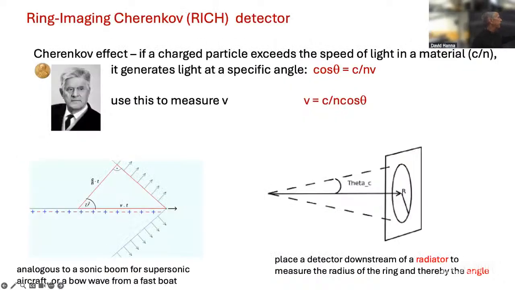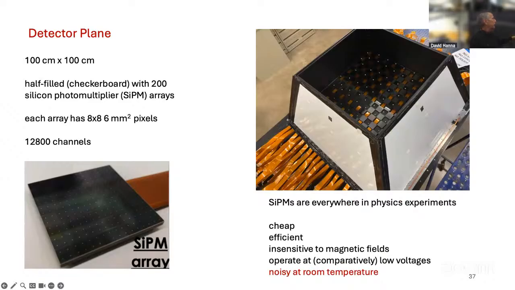The detector plane in the HELIX detector is made from silicon photomultipliers. These are little bits of silicon which can detect single photons. They're everywhere. They were invented about 20 years ago. Now they're just everywhere in physics because they're cheap, they're efficient, they're insensitive to magnetic fields, which is important for our experiment. They operate at comparatively low voltages. The only trouble is they're very noisy at room temperatures.